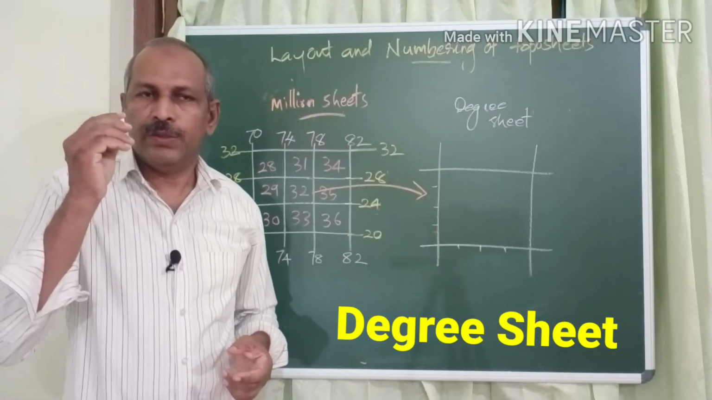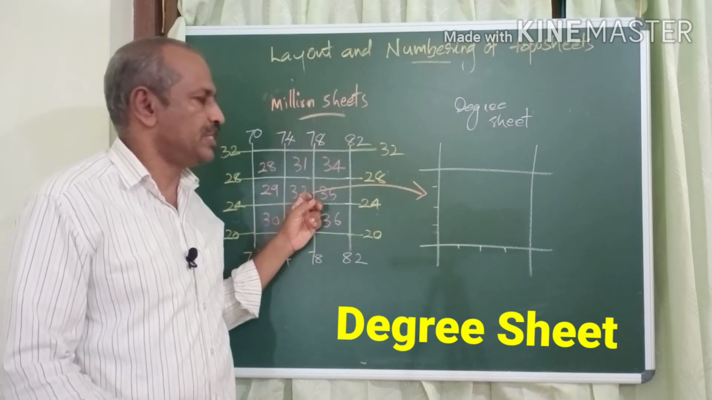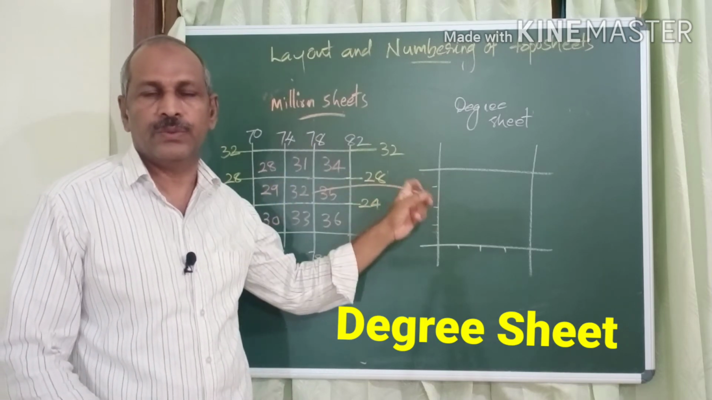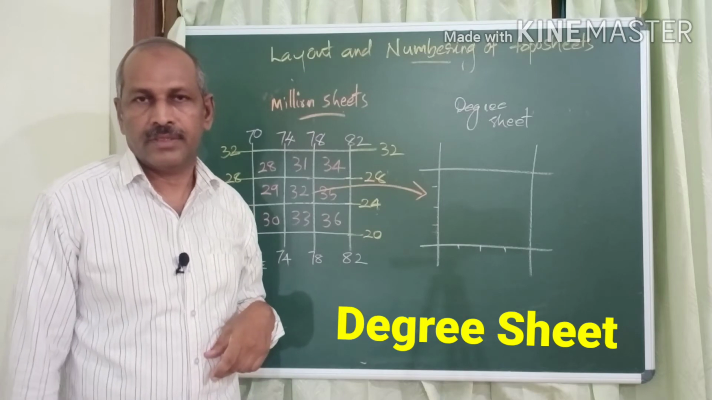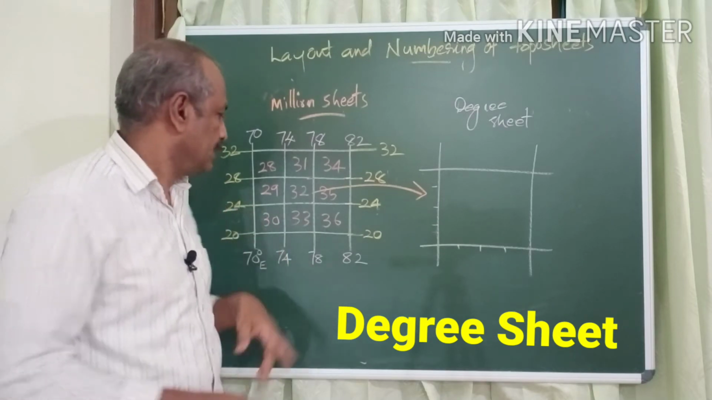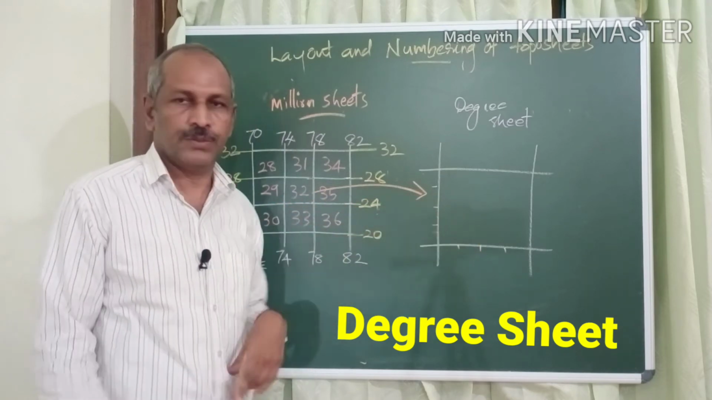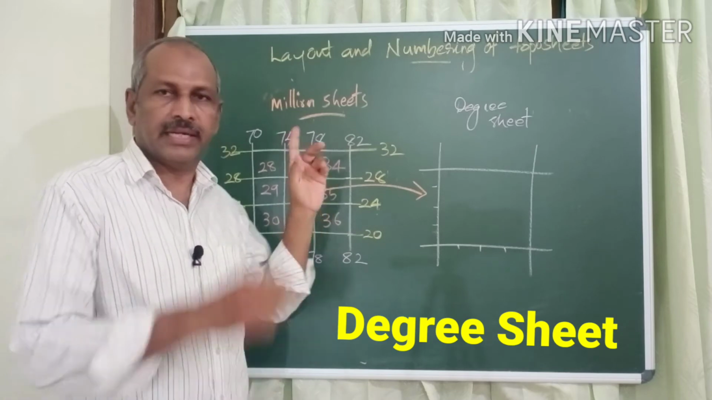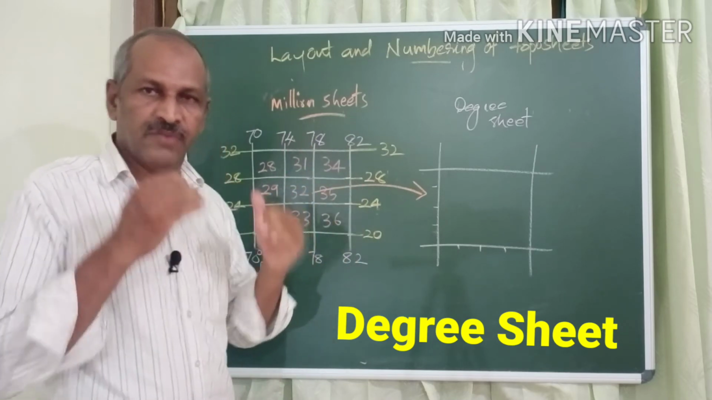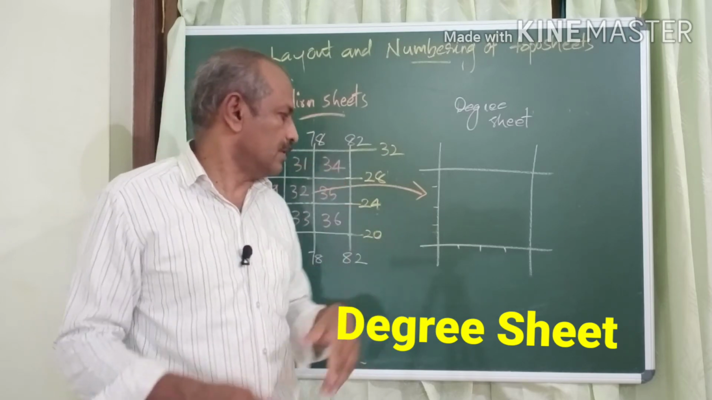To study minute details of Earth's surface, each million sheet is converted into degree sheets. How is a million sheet converted into degree sheets? Let us see. Take the million sheet number 32. That 32 million sheet is divided into 16 equal parts.